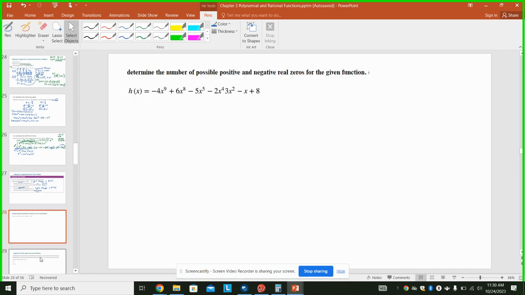All right, so all we're going to do on these type of problems is determine the number of possible positive and negative real zeros. We're not going to go find the zeros. We just want to know how many possible positive and negative zeros. So start off by just counting the sign changes. So I'm at negative, then I go to a positive. So that counts as 1.